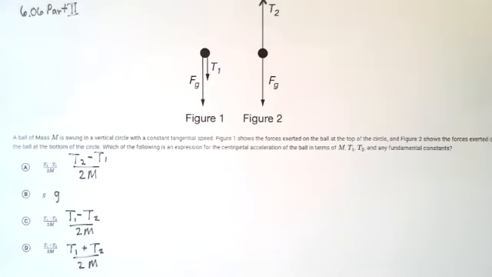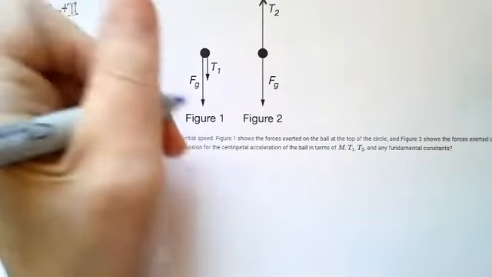All right, here is the second part of 606, where we're looking at free body diagrams with centripetal acceleration. We have here a ball of mass M swung in a vertical circle with a constant tangential speed. Figure 1 shows the forces exerted on the ball at the top of the circle. So this is the top.